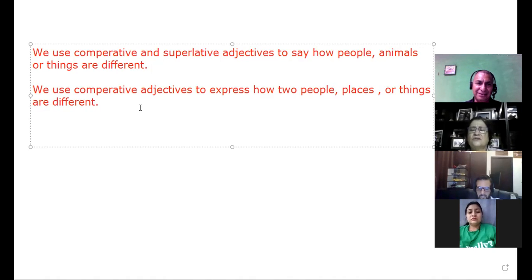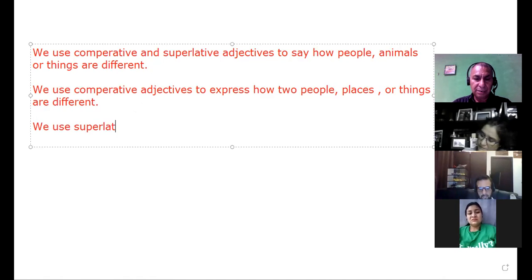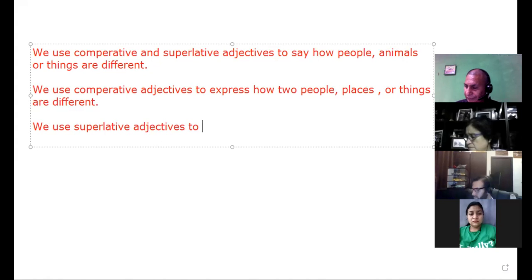Okay, very good. Thank you. Okay, so we're going to use these words to compare two things. And so the other one will be: we use superlative adjectives to do what? What do you think we use superlative adjectives for?